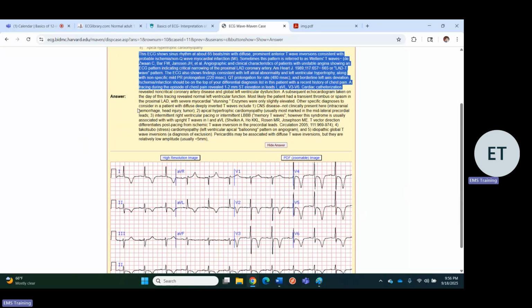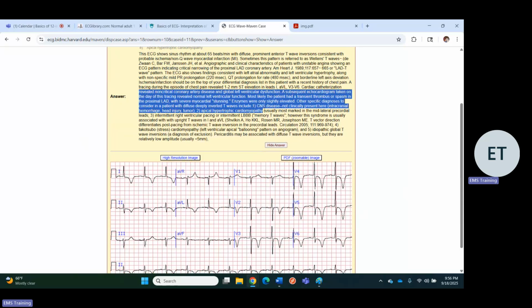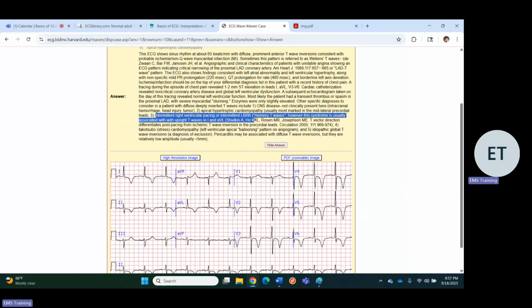Other specific diagnoses to consider in a patient with diffuse deeply inverted T waves is CNS disease, not clinically present here: tumor, intracranial hemorrhage, head injury. Apical hypertrophic cardiomyopathy. Oh yeah, for sure. Usually most marked in the mid-lateral precordial leads, but that would have some QRS widening, I would think. Intermittent right ventricular pacing, or intermittent left bundle branch block.